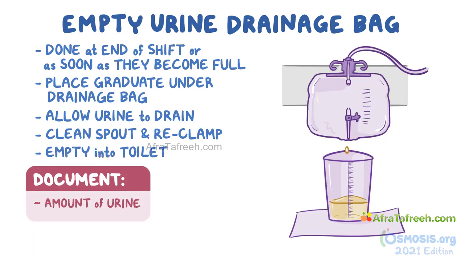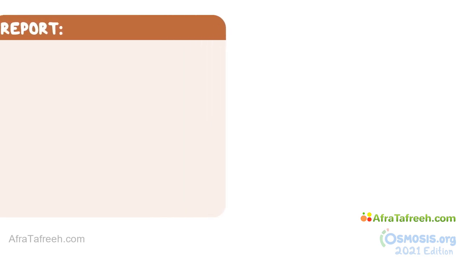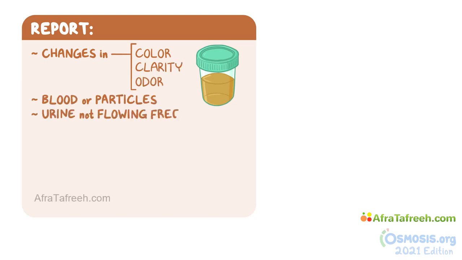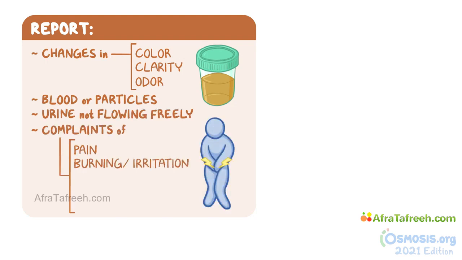Remove your gloves. It's also important to recognize signs, symptoms, or situations where you should notify the nurse immediately. These include changes in the color, clarity, or odor of the urine, the presence of blood or particles in the urine, urine not flowing freely through the tubing, complaints of pain, burning, or irritation related to the catheter, redness, swelling, or discharge from the catheter insertion site, or urine leaks.